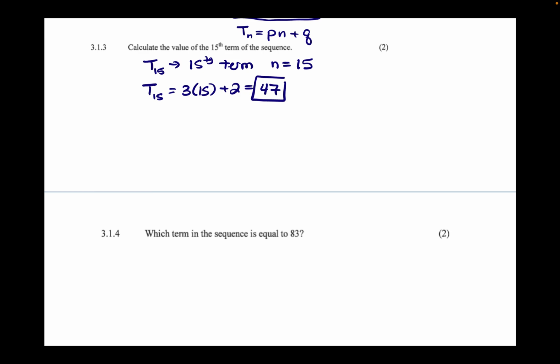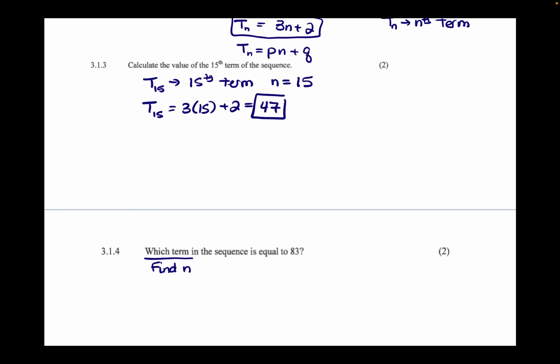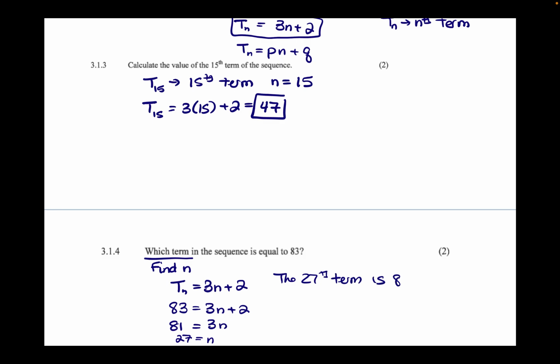3.1.4, which term in the sequence? That means find n, because n represents the number, the position of the term. So we can use our same formula. T sub n is equal to 3n plus 2, and we're interested in the n value when t sub n is 83. So we get 3n is equal to 81, n is 27. So the 27th term is 83.